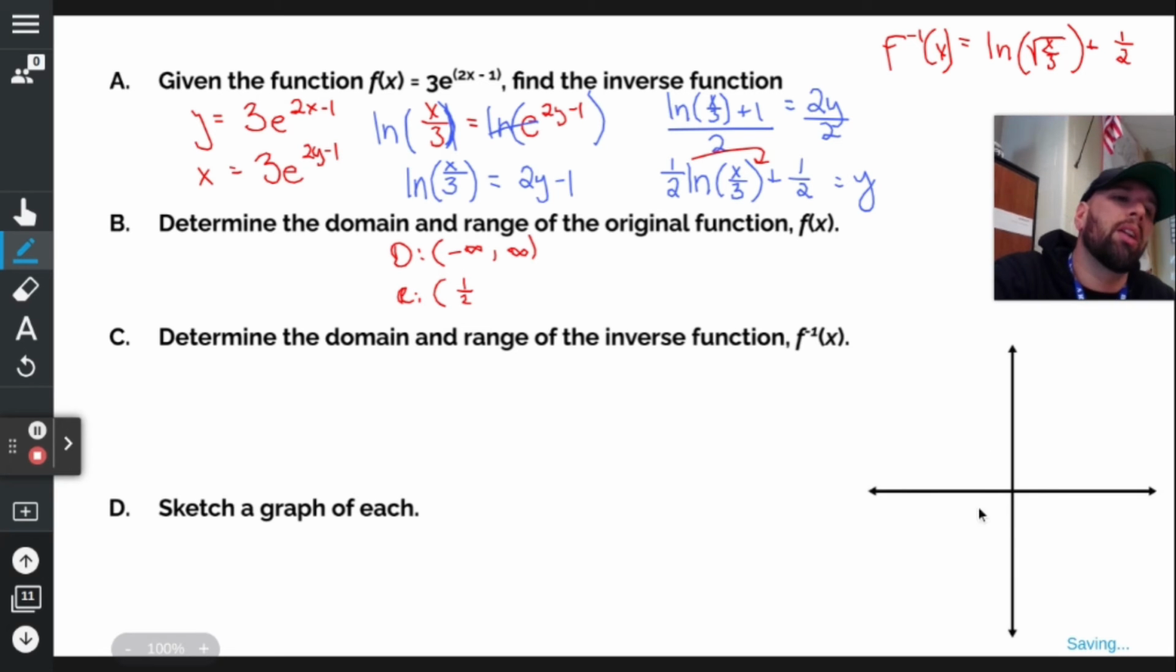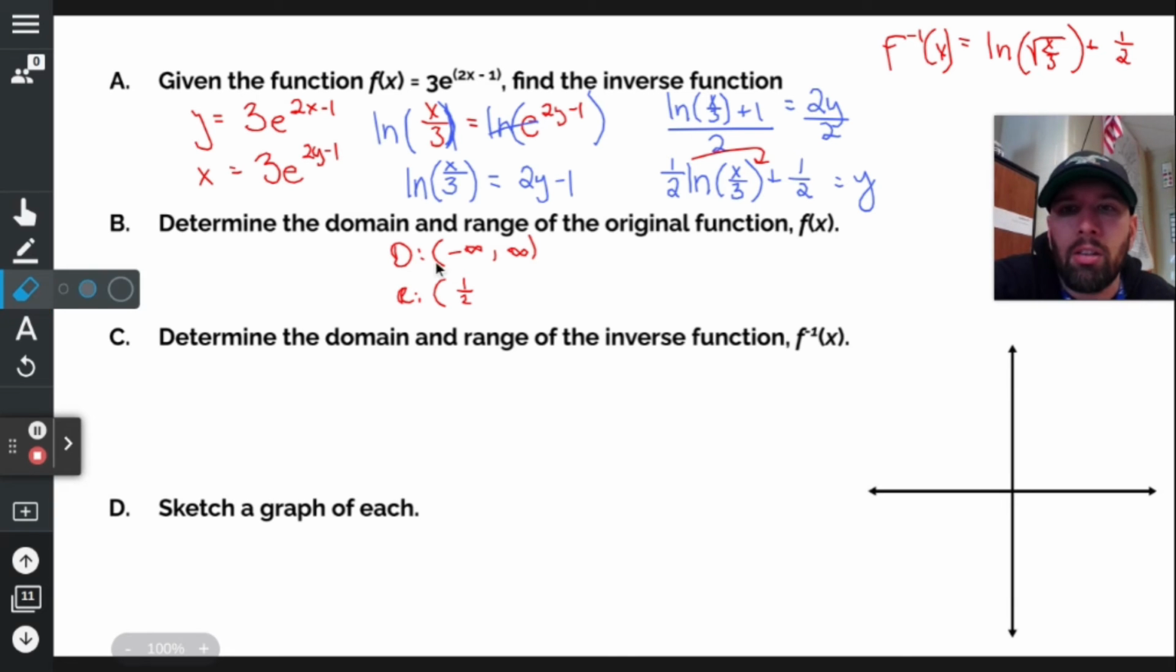Oh no, this is an ln function, which means it looks like this. So I have to take it back. I take it back. I even said this earlier.